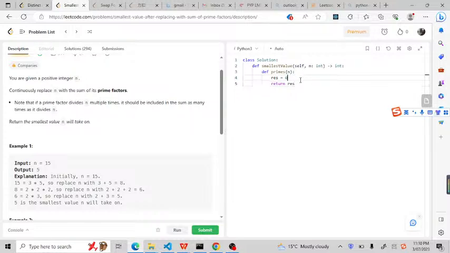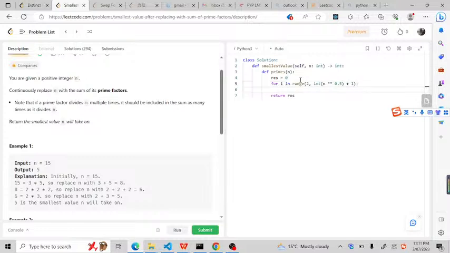So how can we get the calculations? We need to know how to calculate our prime factors. We need to, for i in range, from number 2, because 2 is the first prime number. Then we use the formula int of n to the power of 0.5, which means the square root of n, plus 1.